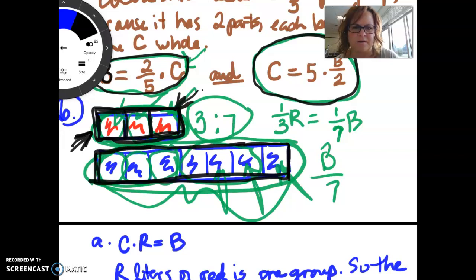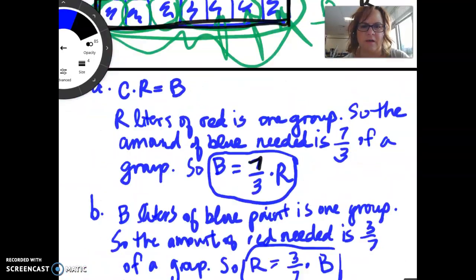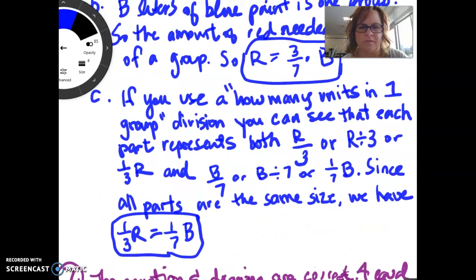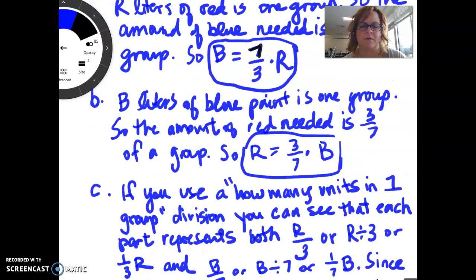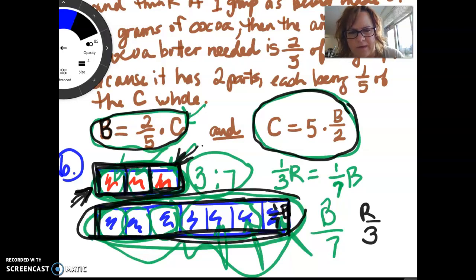So each of these parts is 1/3 red, 1/3 R, or R divided by 3. Sorry guys, you could also think of the B's the same way. You could think of each of those pieces in the B as B sevenths, or B divided by 7, or a 7th B. So each of these is a 7th of the B, since this whole thing is B, or blue paint.